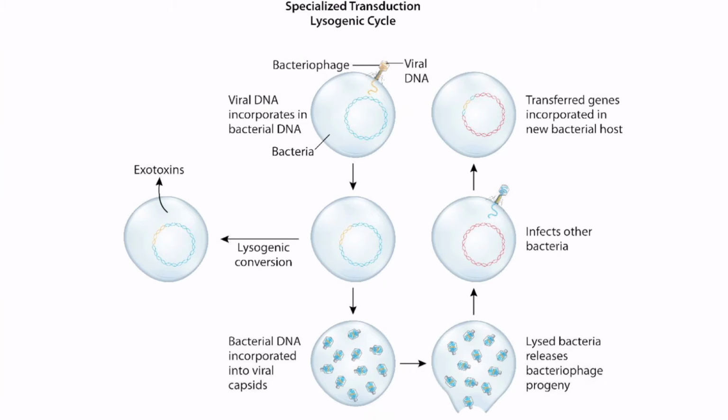This image demonstrates specialized transduction. Just like before, a bacteriophage will insert the viral DNA and it will be incorporated into bacterial DNA. And you can see this incorporation here with that yellow viral DNA incorporated into that blue bacterial chromosome. And at this point, the bacteria experiences what's called lysogenic conversion. In lysogenic conversion, the bacteria will use these newly acquired genes. Some of these genes can encode for exotoxins, which, as we've discussed in the previous video, can increase the virulence of the bacteria because they inflict disease on the host.